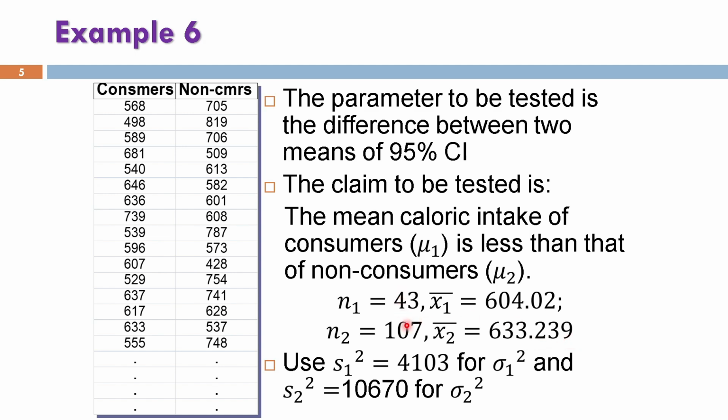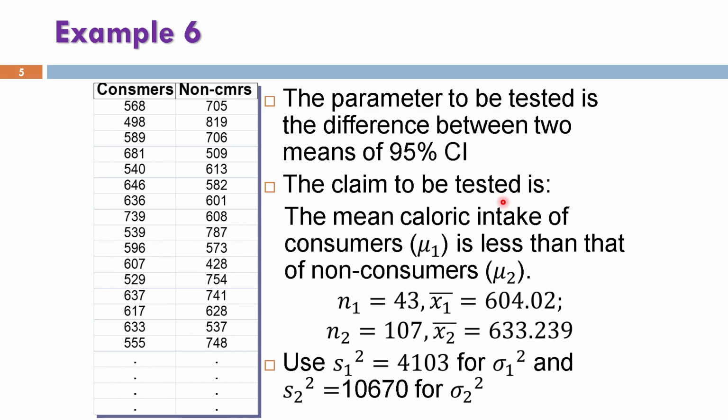And then since the numbers of samples are greater than 30, we use a Z distribution, where the variance for the first population is given as 4103, and the variance for the second population is 10,670. We use a 95% confidence interval, meaning alpha is 5% or 0.05.